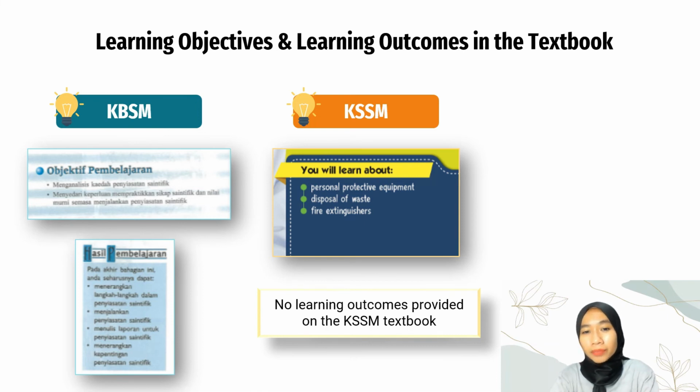In my opinion, both objectives and learning outcomes should be included in the textbook. The learning objectives are more viewed by the teachers, and this will help them to plan a lesson or prepare good material for their students. For learning outcomes, as I mentioned before, no learning outcome is provided in the KSSM textbook. So in my opinion, learning outcomes should be included back in the textbook like the previous textbook, which is the KBSM textbook.